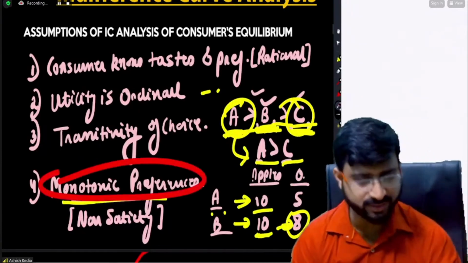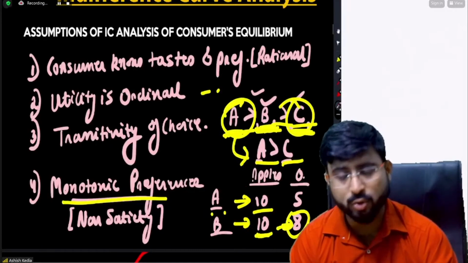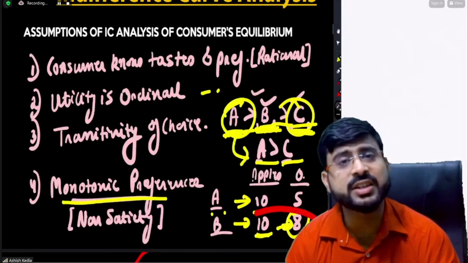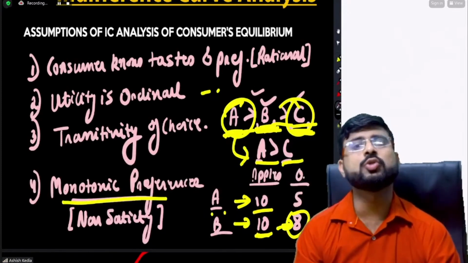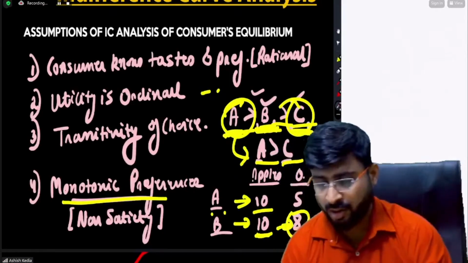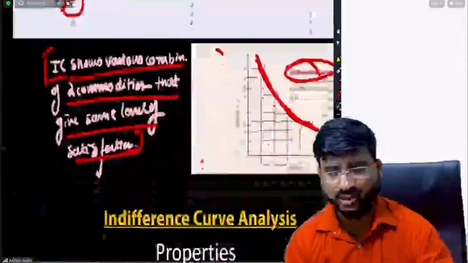Finally, monotonic preferences. अगर दो कॉम्बिनेशन है, कंज्यूमर हमेशा वो कॉम्बिनेशन चूज करेगा जिसमें उसको ज्यादा क्वांटिटी या ज्यादा मात्रा में सामान मिल रही होगी. Consumer will always go for that combination where the consumer will get more of a particular commodity. Hopefully it's crystal clear, everyone.